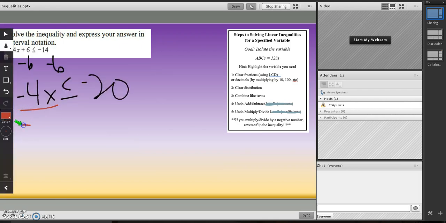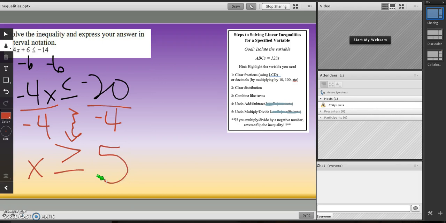Okay, this negative 4 is being multiplied, so I need to divide. When you divide by a negative, flip it real good. So we're going to flip the negative sign. Negative 20 divided by negative 4. So 20 divided by 4 is 5, and then 2 negatives. So let's graph it. 5.